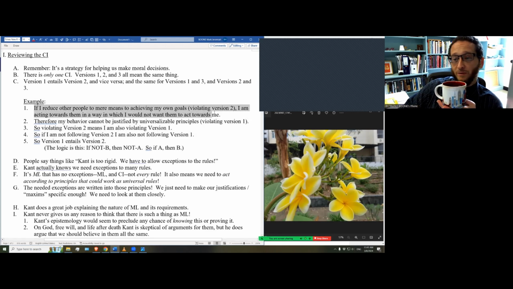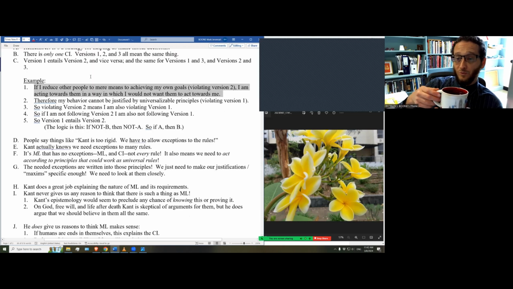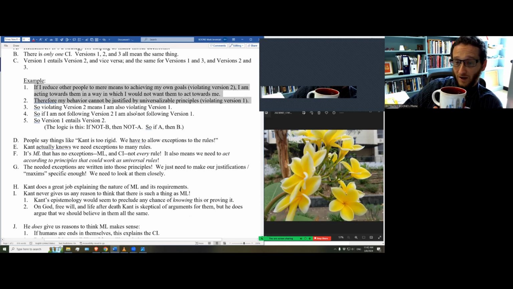Say I reduce other people to the status of being mere means to my own ends. I'm just treating people as ways of achieving my own goal. That means violating version 2. But that also means I'm acting towards them in a way which I would not want them to act towards me. I'm violating the golden rule, in fact. That means my behavior in this situation cannot be justified by universalizable principles. So I'm violating version 1 of the categorical imperative. Therefore, version 1 includes version 2. Anytime you violate version 2, you're also violating version 1 of the categorical imperative. So version 1 entails version 2.